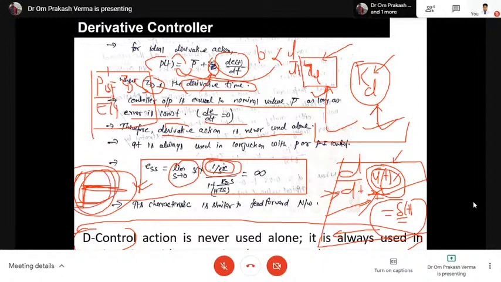So with 1 upon s square, when you calculate this, the steady state error is infinite. However, since this is d by dt, the function depends on the derivative, so this arrangement is very fast. It is not sluggish. What is the meaning? The integral controller is sluggish, but its error is zero. However, here the error is infinite, but the response is too fast, and we are able to predict the future also.